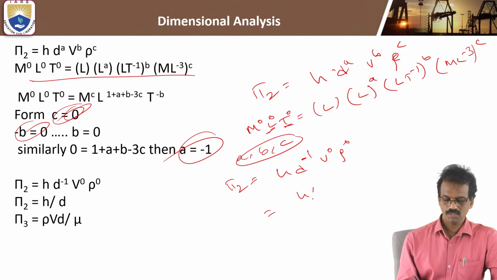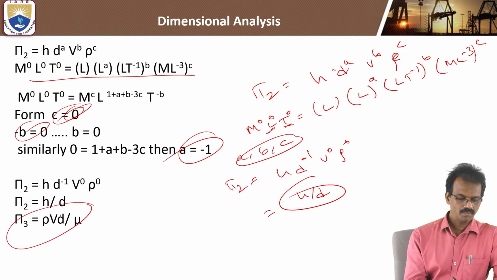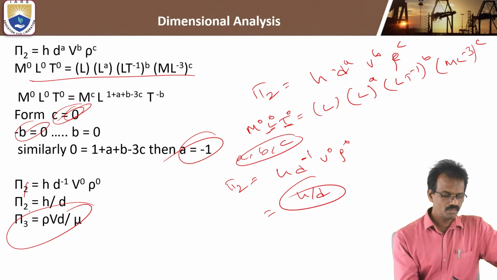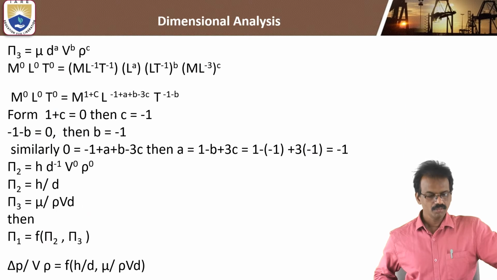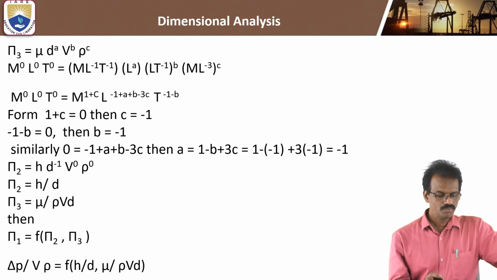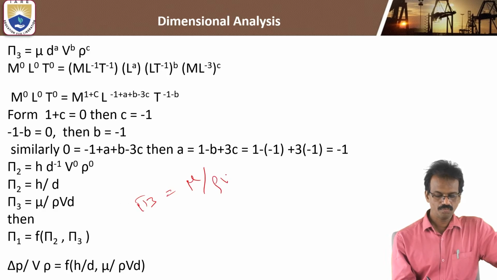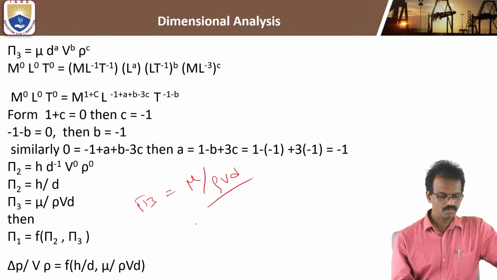So it means h by D. So that is the pi 2 term. In this way, just like we found the pi 2 term, we can find the pi 3 term. So finally, we got the pi 1, pi 2 and pi 3 terms. If you solve this one, the pi 3 term we got is mu by rho Vd. So it means the final formula you got is pi 1 is equal to f of pi 2 comma pi 3.